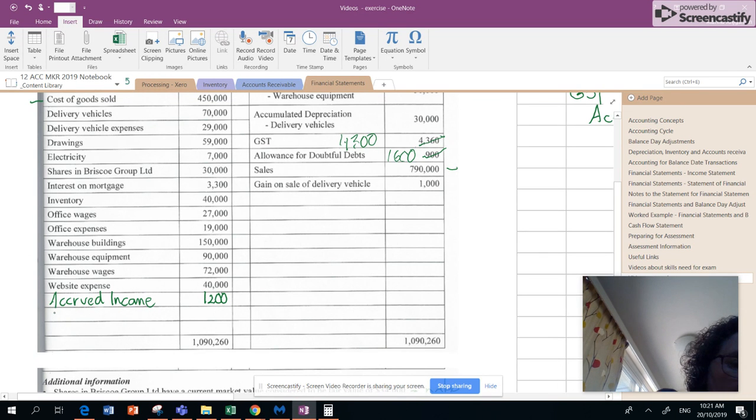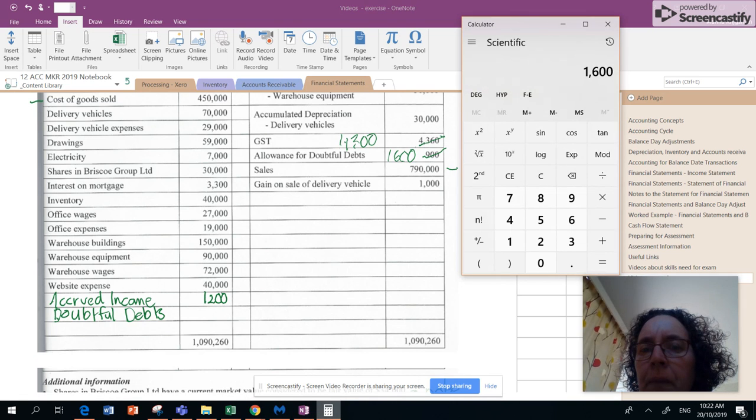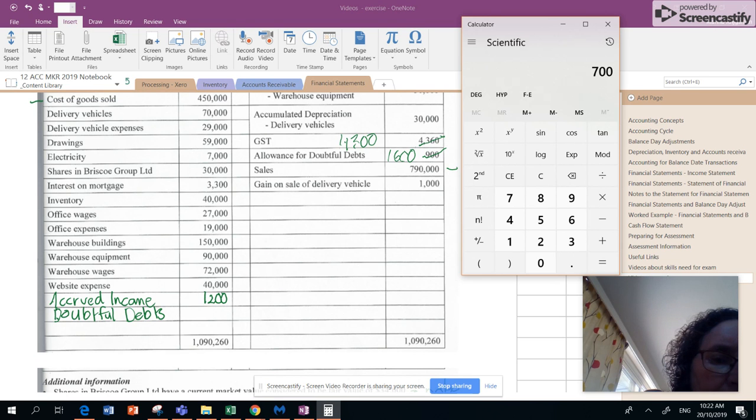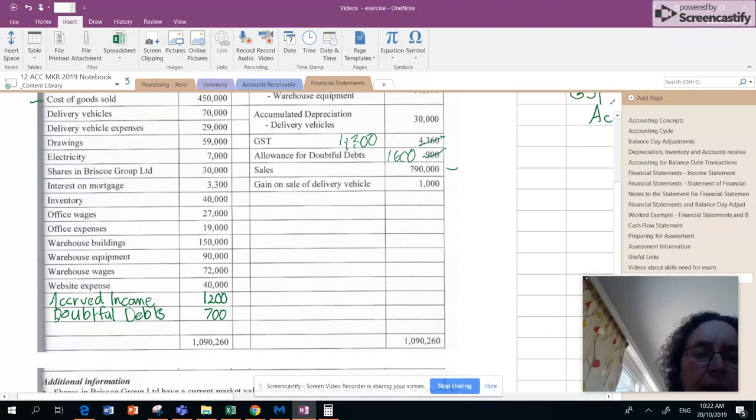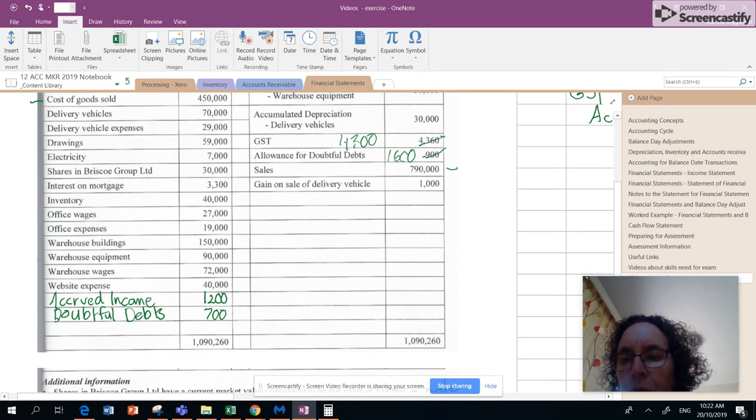Okay, so our doubtful debts expense that we create needs to be how much we need to increase it by. So 1,600 minus 900. So we need to increase it by 700. So that's going to be our doubtful debts expense. Now, sometimes you might actually go the other way and you have to decrease it. That means that your doubtful debts will still go in your income statement under administrative expenses, but it will be in brackets because you're going to take it off instead of adding it to the total of administrative expenses.